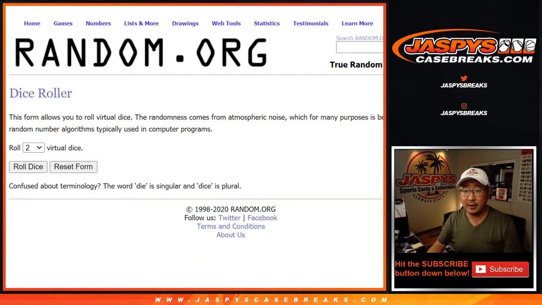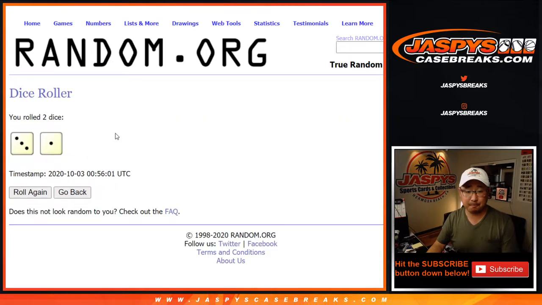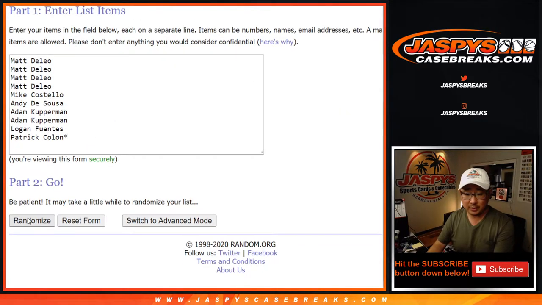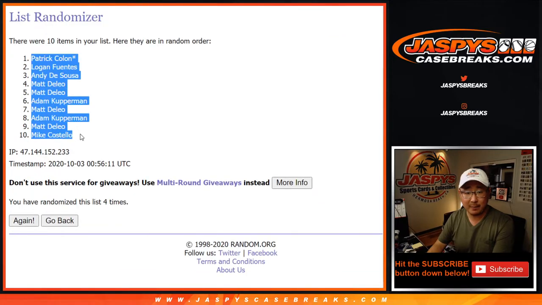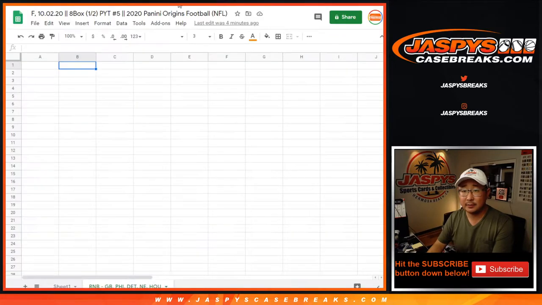There are the numbers right there. Let's roll it. Let's randomize it. 3 and a 1, 4 times for each list. 1, 2, 3, and 4. Easy. After 4, we got Patrick down to Mike.